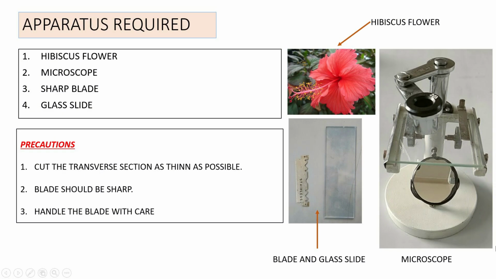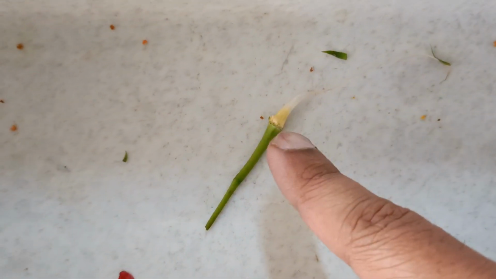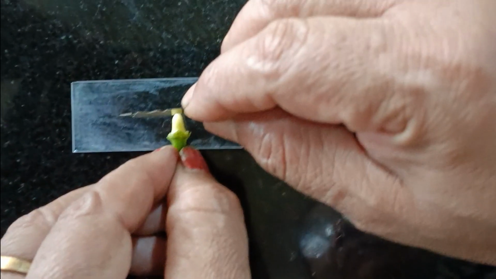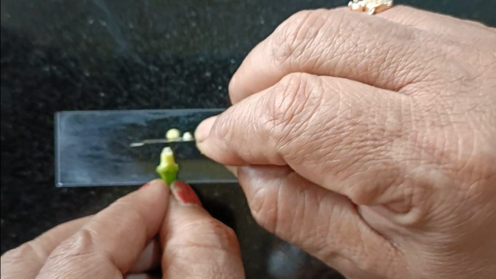Hello all, in this video we will observe the transverse section of ovary of hibiscus flower. This is the ovary that we are going to dissect. This is how the transverse section is to be cut.